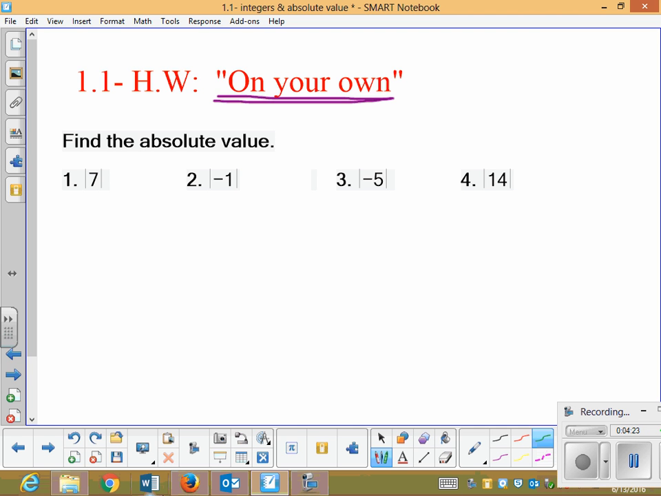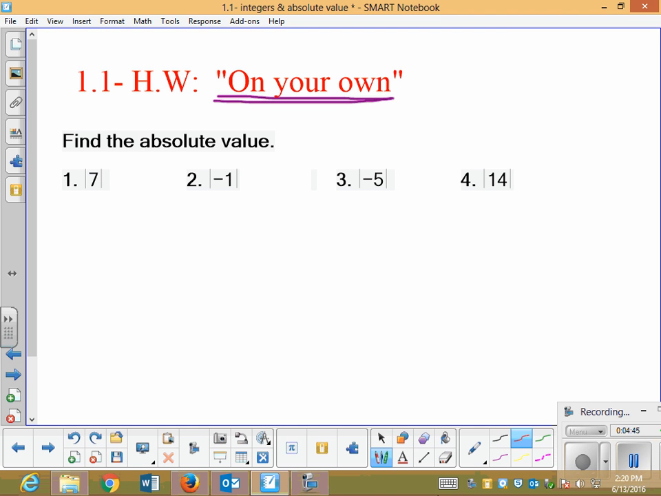So right now, if you can take out a separate sheet of paper, go ahead and title it. I always want a title on all of your papers. So title it 1.1 homework and put on your own. You're going to have 9 questions on your own today in the video. So this is just the first 4. So go ahead and solve the first 4 here. Feel free to pause it so that way you can have time to solve it and then move on.